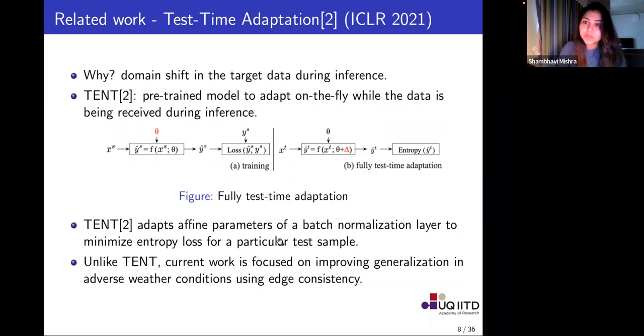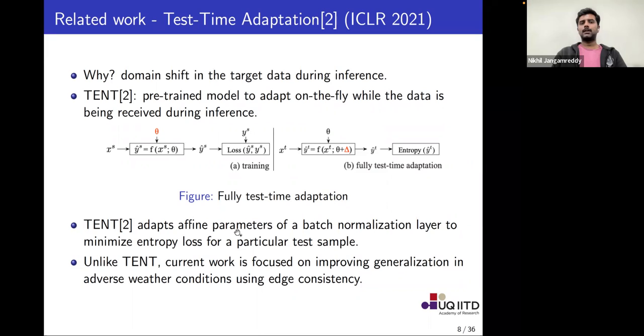Right. Okay. So unlike Tent, the current work is focused on improving generalization in adverse weather conditions using something called edge consistency. So we will go over it in the upcoming slides.